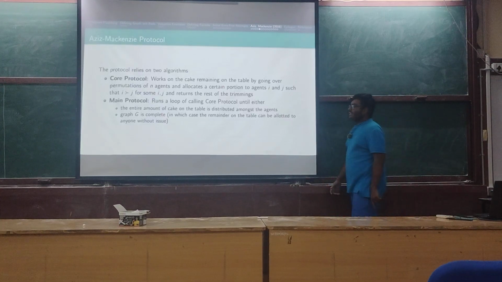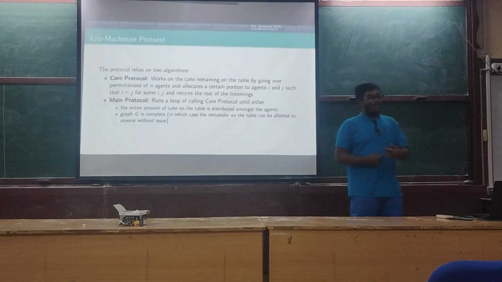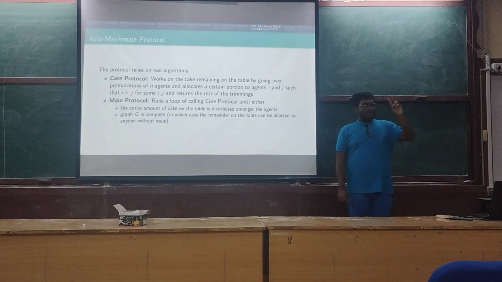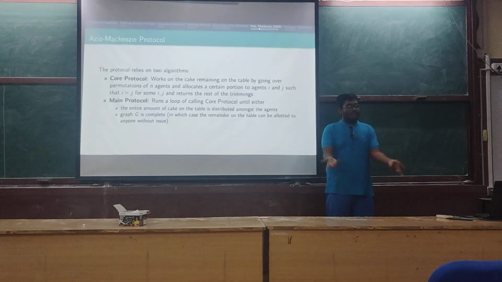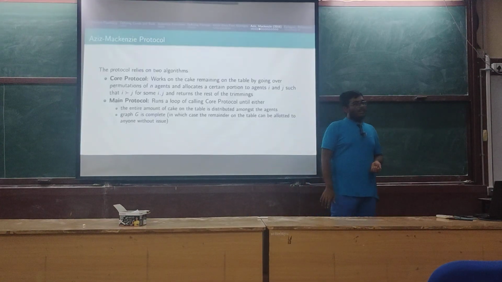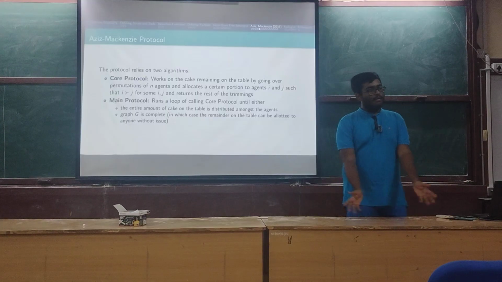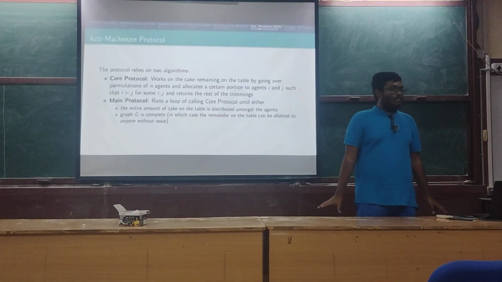And the main protocol is just a very simple thing of running a loop, calling the core protocol again and again until there are 2 cases. One is the cake is over and there is nothing to do anymore, or the graph G is complete. That means everybody is indifferent. Whatever remainder you have, you can give it away, nobody minds. Make sense?